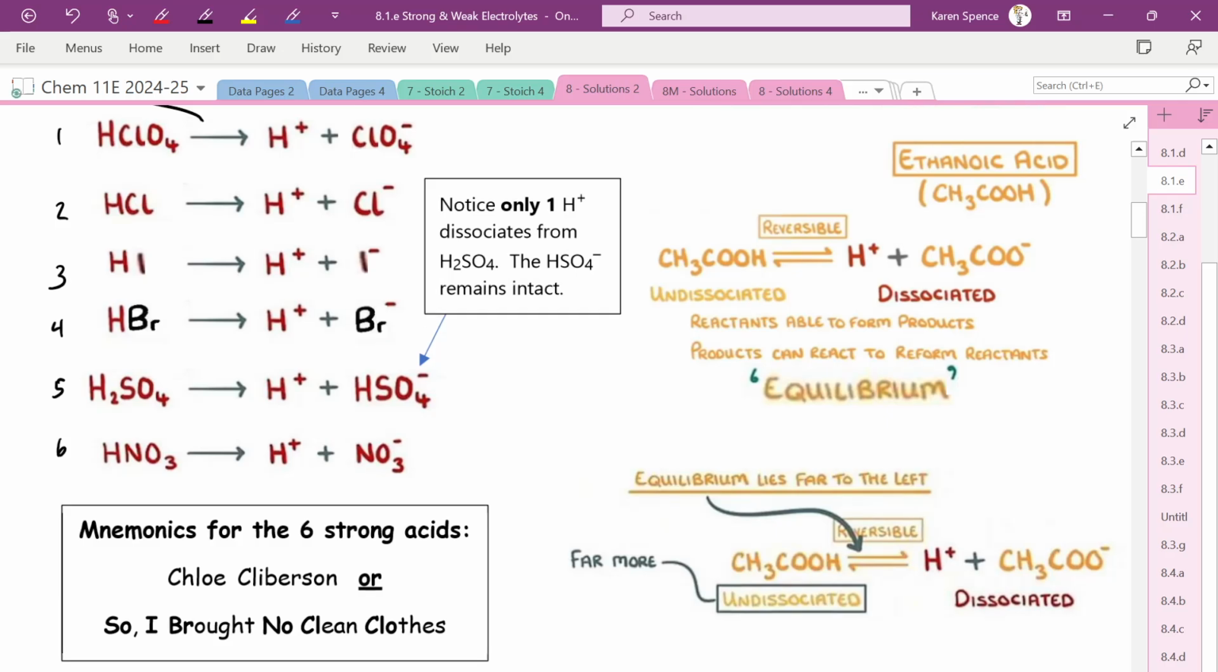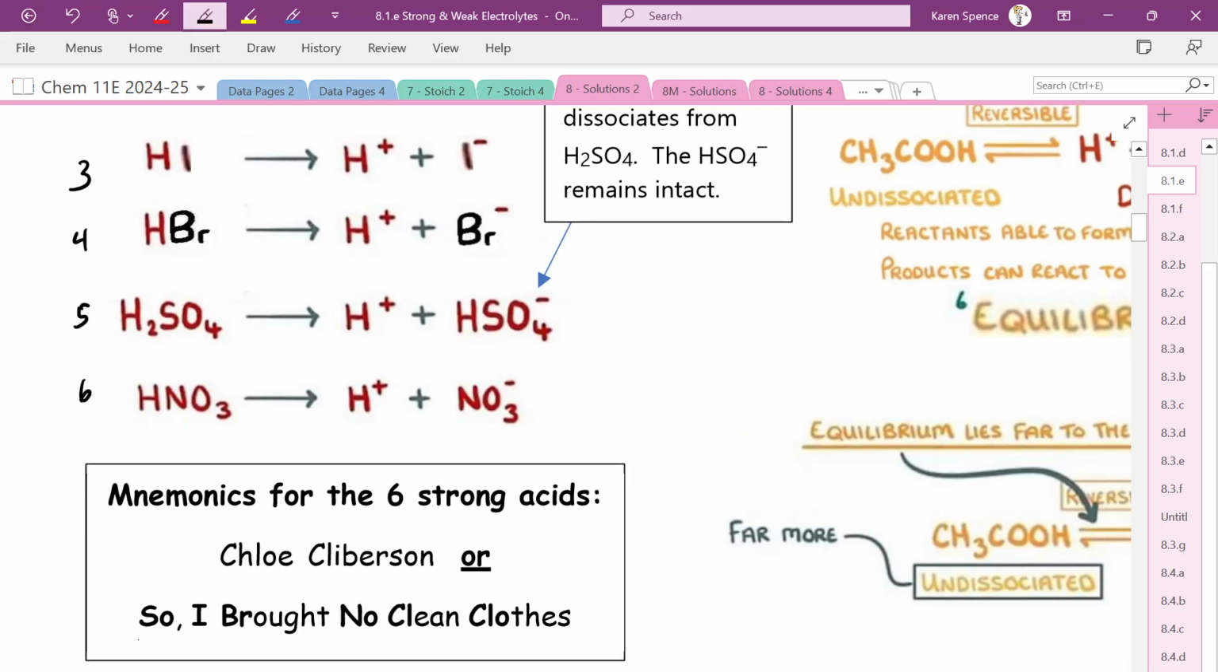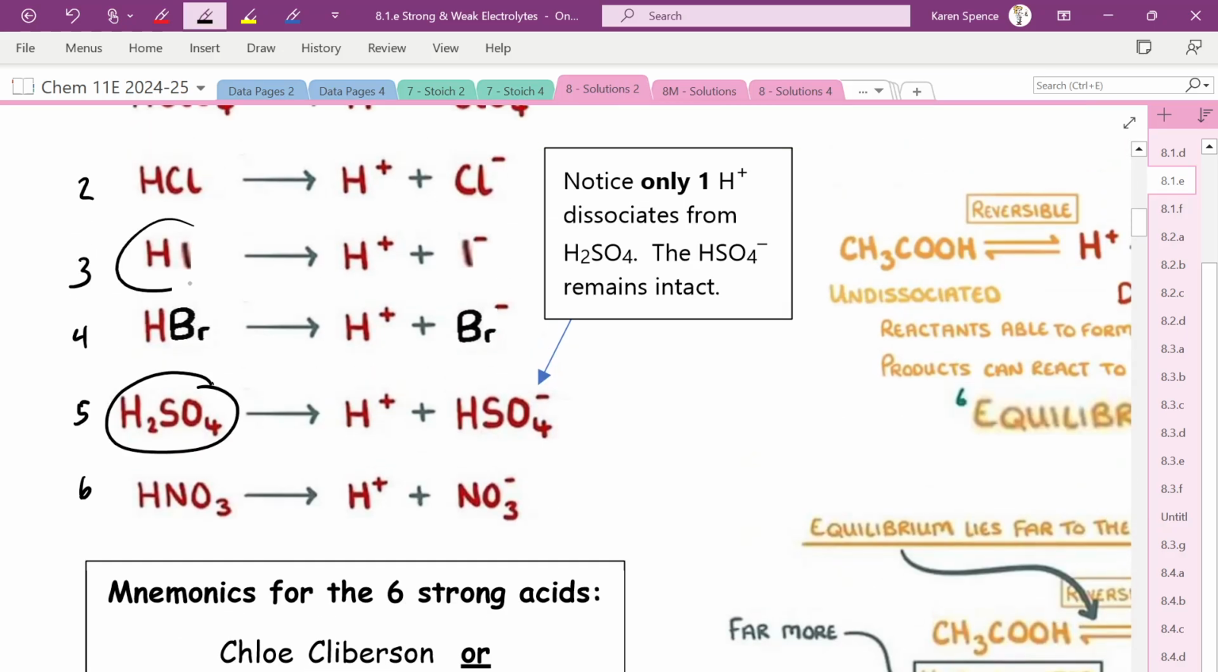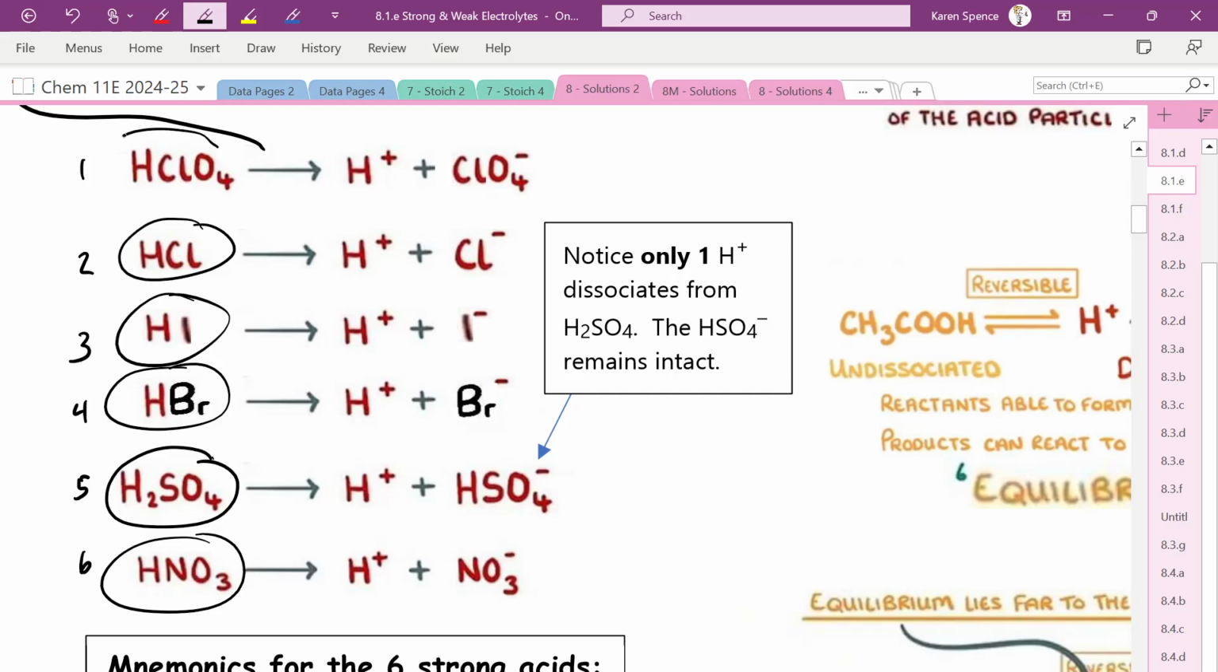How are you going to remember that? There's 2 mnemonics. So I brought no clean clothes. Then the only tricky part is just remembering that it's SO4, ClO4, and NO3, and that there's an H. The only one that has a 2 is the H2SO4, okay?